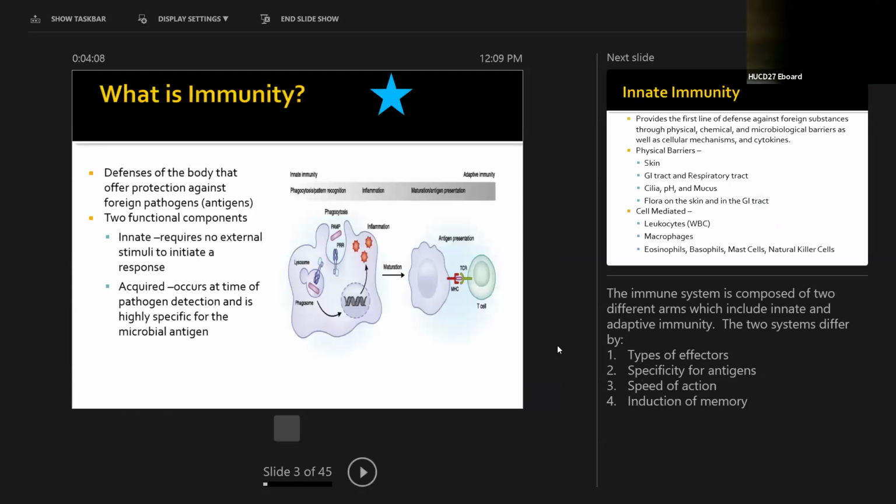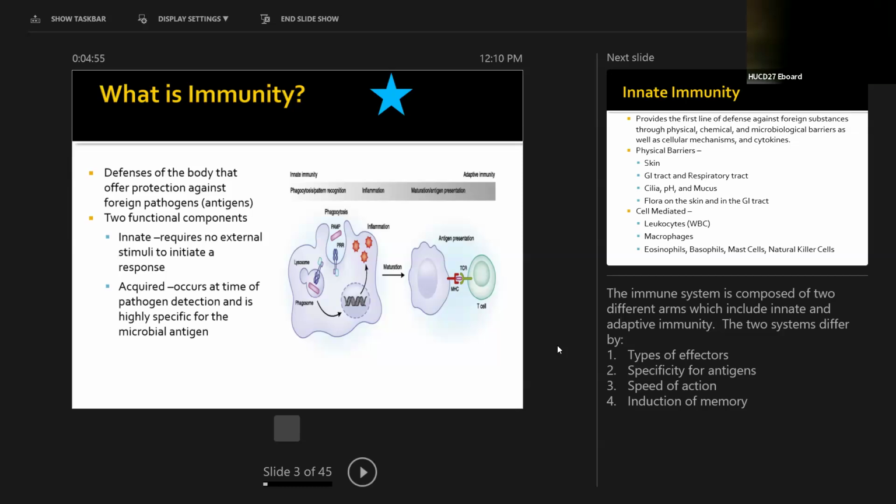So the question becomes, what is immunity? What are the two arms that we deal with when we're talking about immunity? Basic immunity deals with the defense of the body. It offers a level of protection against foreign pathogens, and we call those pathogens antigens. There are two functional arms, innate and acquired. Innate immunity is your natural immunity, what is inherited, so it requires no external stimuli to initiate a response, because it's an inherited system.